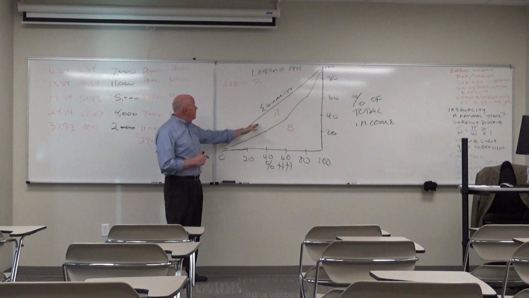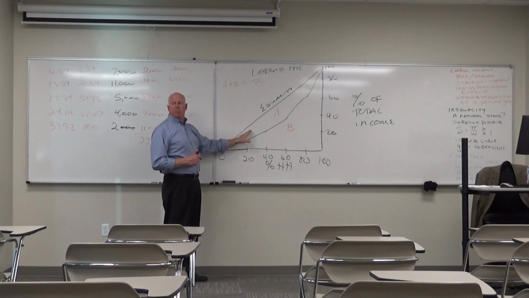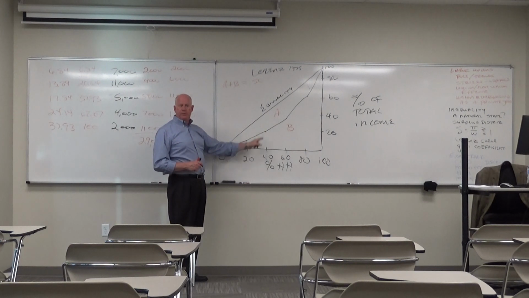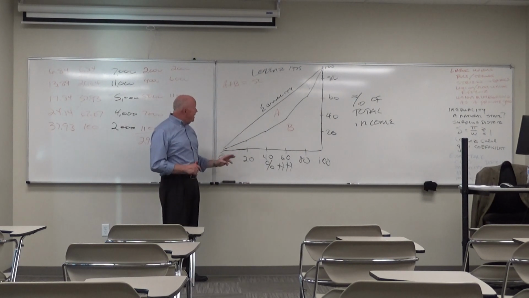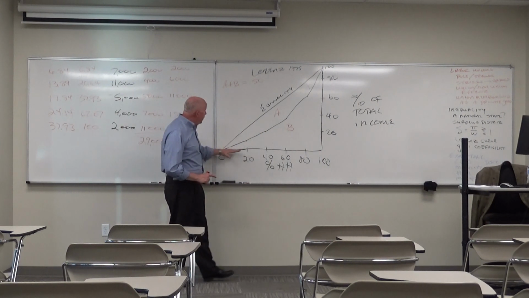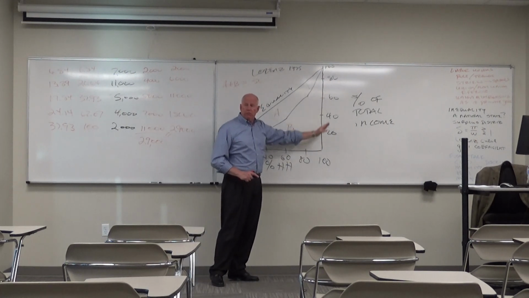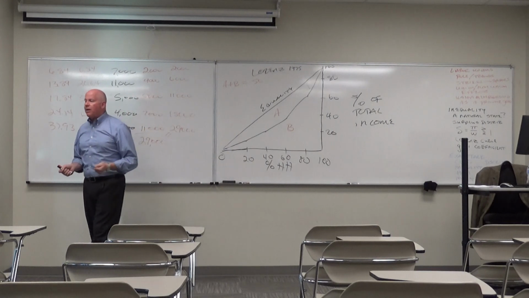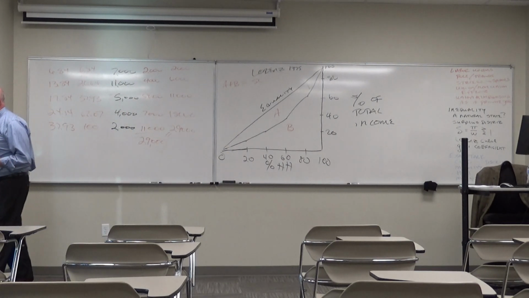I think we can agree that the line of equality is possible: 20% of the households with 20% of the income, 40% of households with 40% of the income. Is it possible to be on the axes? Yes. Okay? Describe to me what that would look like, because I'm not sure that it is.